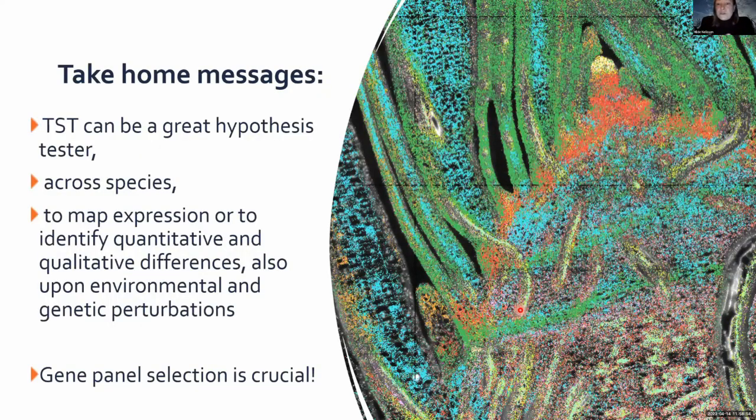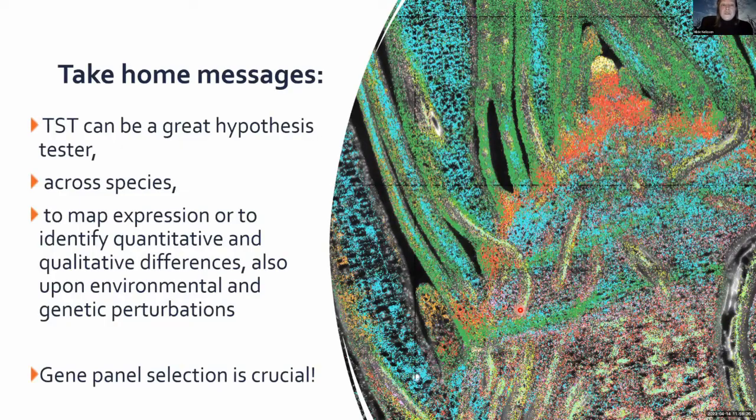It can be used across species. I mainly showed maize data now, but if you have a limited amount of genome information, and if you can embed and section your tissue, you could do it on virtually any species. You don't need any transformation. So if you want to confirm the identity of certain clusters, and it's not so easy to make marker lines, you could use targeted spatial transcriptomics.